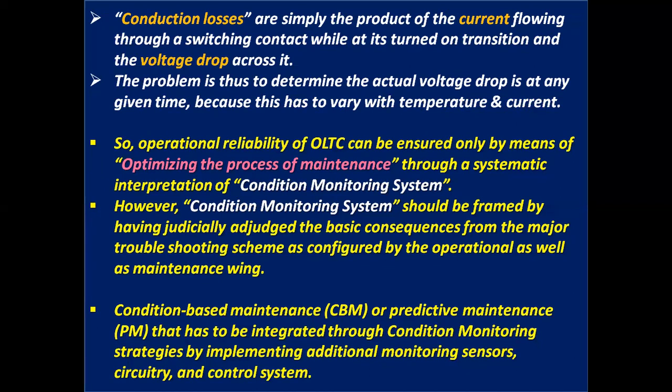So, operational reliability of OLTC can be ensured only by optimizing the process of maintenance through a systematic interpretation of the condition monitoring system. However, the condition monitoring system should be framed by judiciously adjudging the basic consequences from the major troubleshooting scheme as configured by the operational as well as maintenance wing.